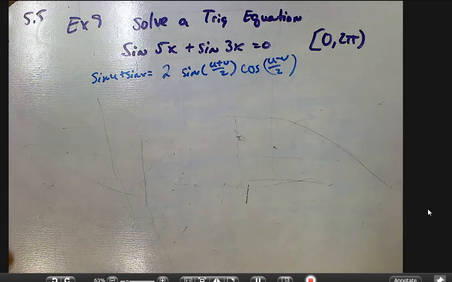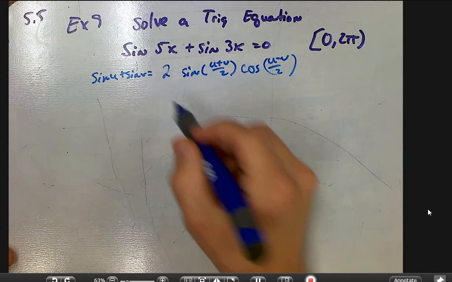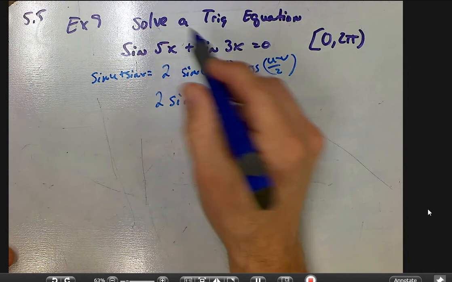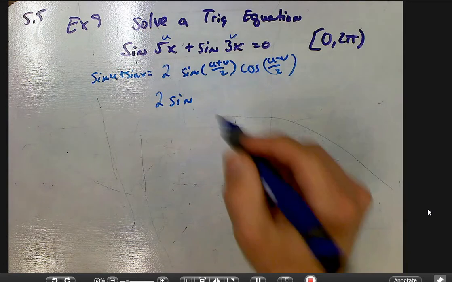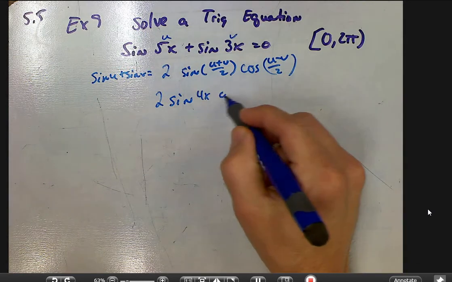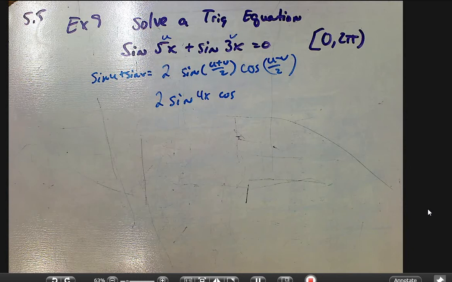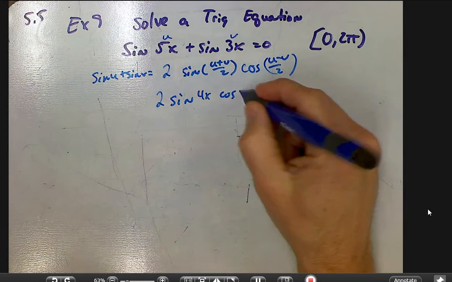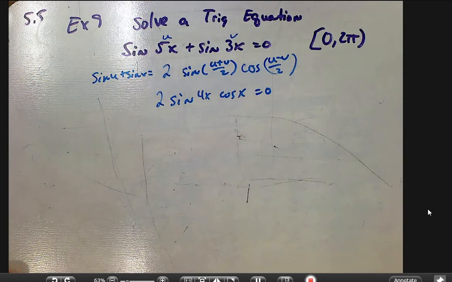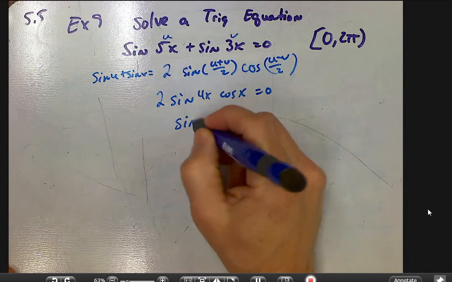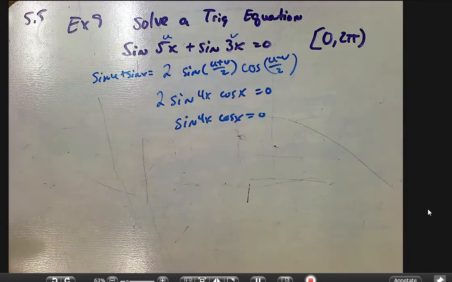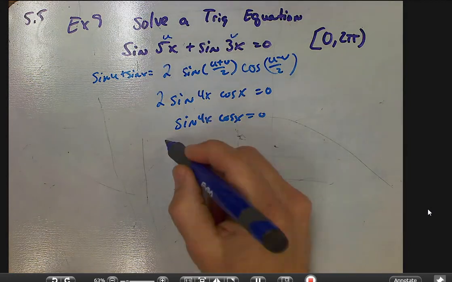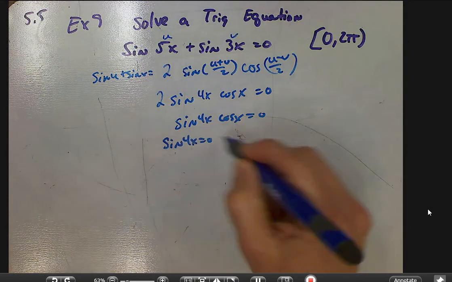I'll put the numbers in, so it'll be 2 times the sine of, well, u is 5x, v is 3x. 5 plus 3 is 8x, divided by 2 is 4x, times the cosine of 5 minus 3 is 2x, divided by 2 is cosine of x, equal to 0. Divide both sides by 2 to get the sine of 4x, cosine of x equals 0. This is already in what we call factored form, so sine of 4x equals 0, cosine of x equals 0.